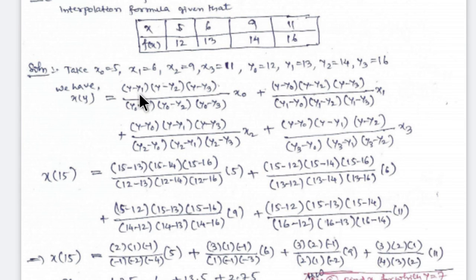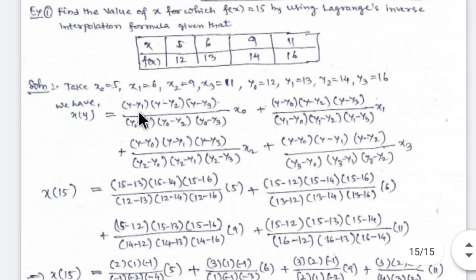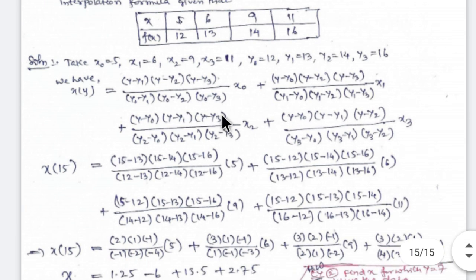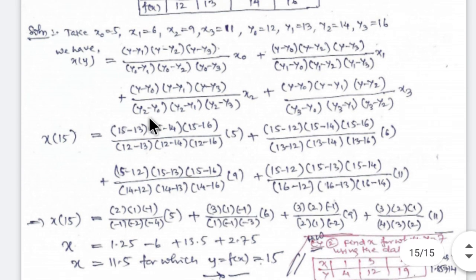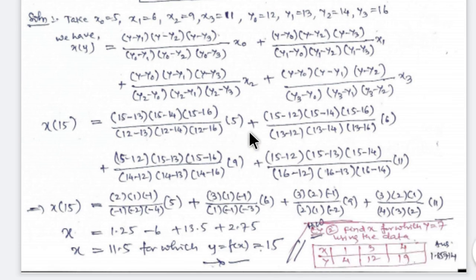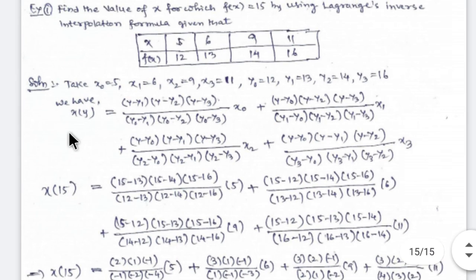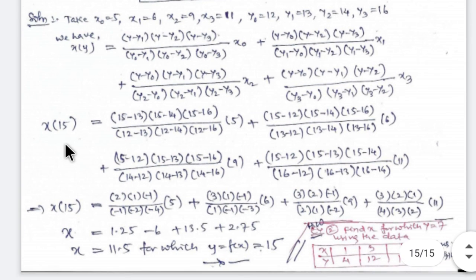We have x of y from the above formula. Wherever x was, you have to write y: y minus y1, y minus y2, y minus y3 divided by y naught minus y1, y naught minus y2, y naught minus y3, into x naught. Similarly, we write all of this for x1, x2, x3, substituting all the y values and x values, simplifying. They asked for f of x equal to 15, that is x of 15.